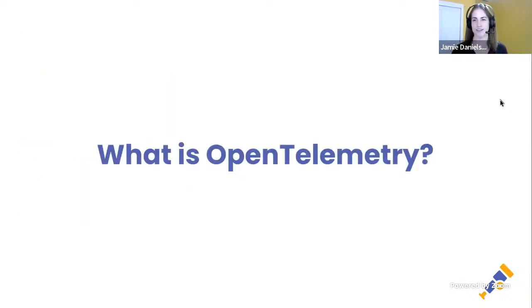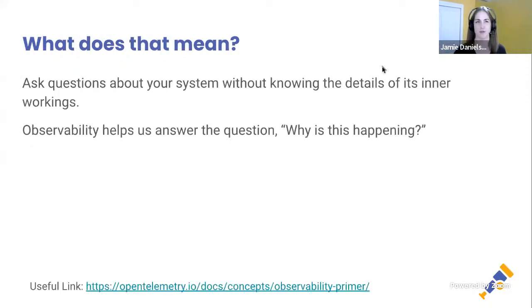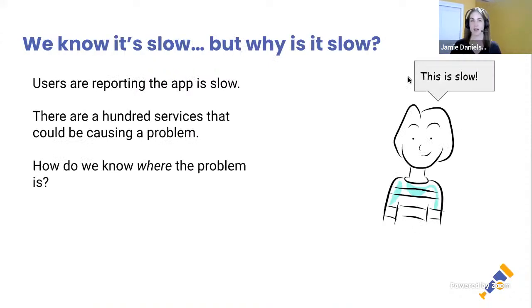So the first big part is, what is OpenTelemetry? But first, what's observability? We may have heard that observability enables predictability, quality, resilience, user insights, but what does that actually mean when it comes down to it? It means that we can ask questions about our systems, about our software, without knowing the details of its inner workings. It helps us answer the question, why is this happening? We might know that our app is slow. Users may be reporting that something is slow, but we could have 100 different services that are causing the problem. So how do we know where that problem actually is?